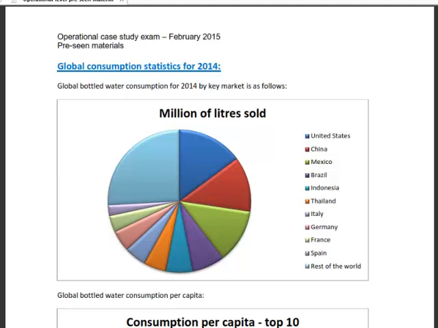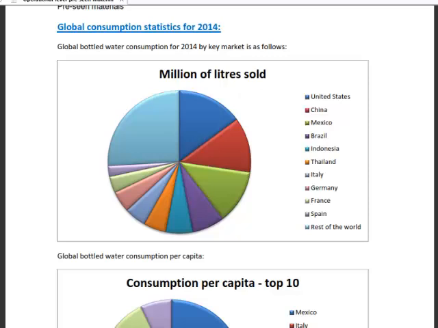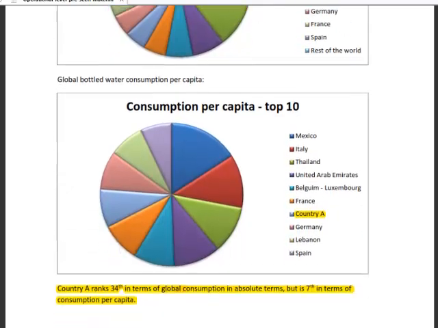The next set of graphs is talking about consumption, global consumption statistics. Although you can't tell what the consumption is, all you can see is where the major markets are, but there's no indication of how many millions of litres were sold. It might be 10 million or it might be 100 million. What we can see is that country A is 7th in terms of consumption per capita. So country A is a big consumer per capita, per number of people in the population, but 34th in global consumption. Relevant? I'm not sure.